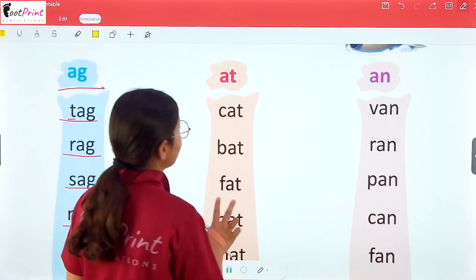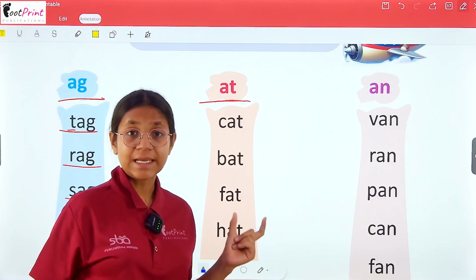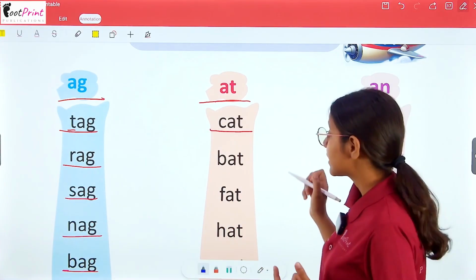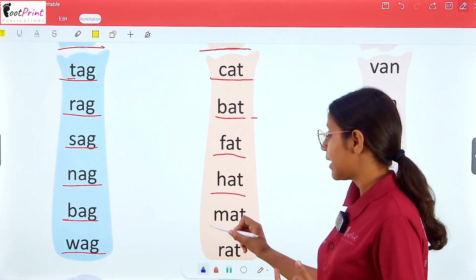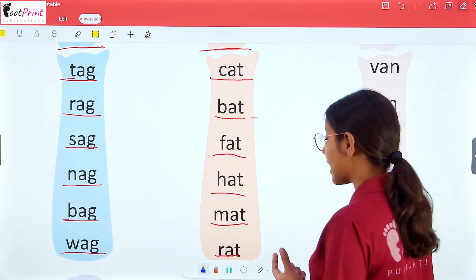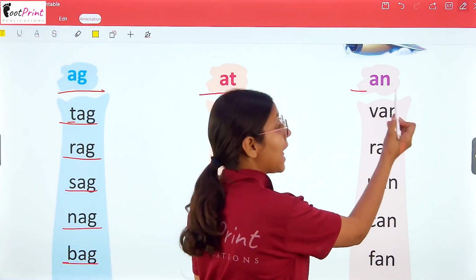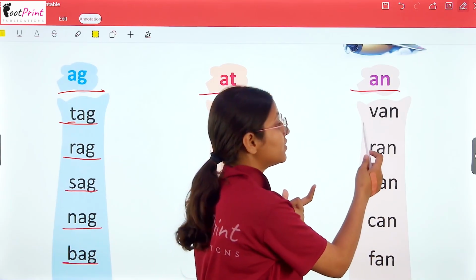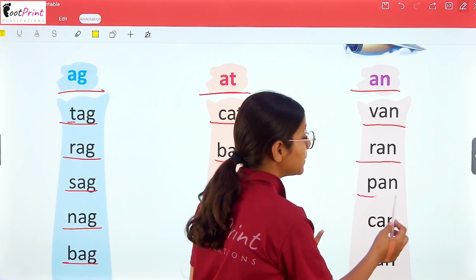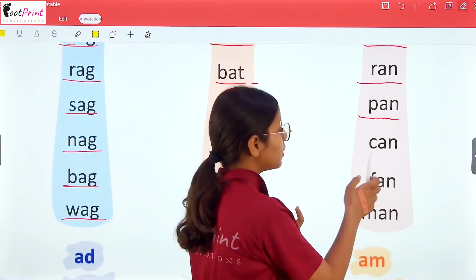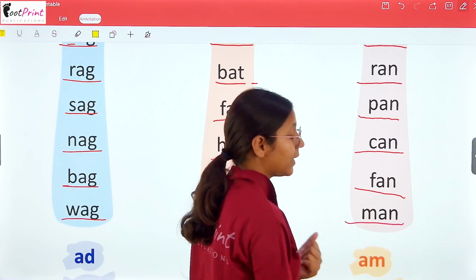Now the second column has the words which end with at. So now cat, bat, fat, hat, mat, rat. In a similar way, the words which end with an. So now the words are van, ran, pan, can, fan, man.